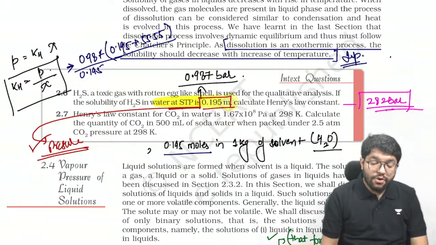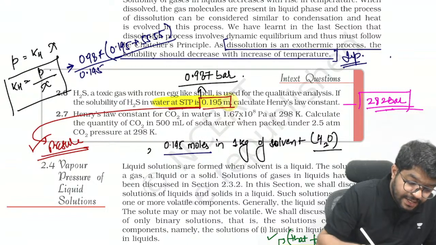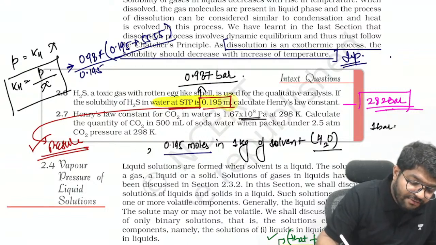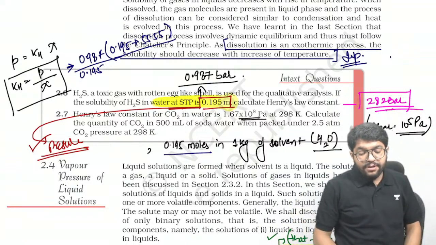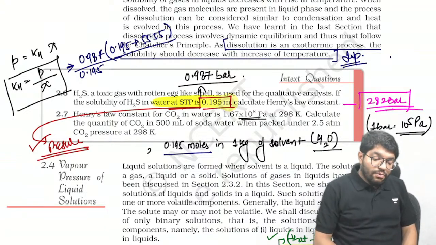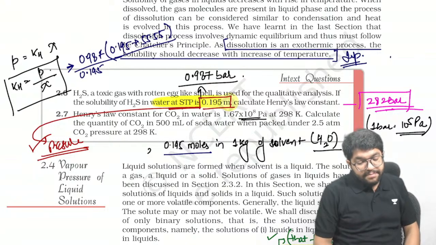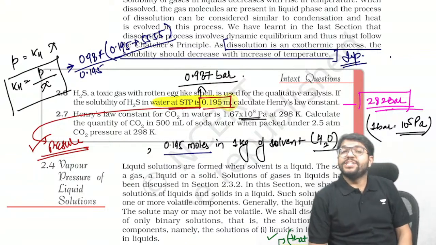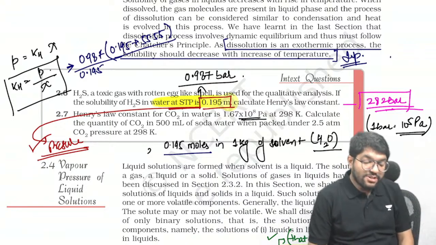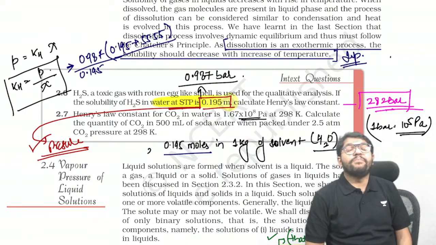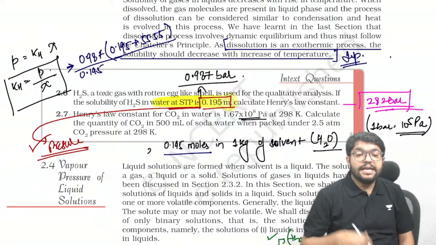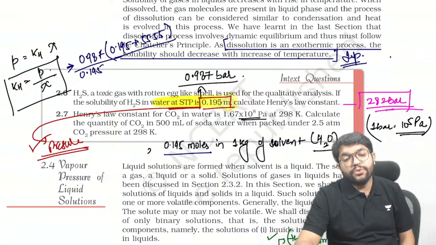Question number 7: Henry's law constant is given in terms of pascals. Remember, guys, 1 bar is 10 to the power 5 pascals, so we might have to use this conversion in the question. Calculate the quantity of CO2 in 500 ml of soda water when packed under 2.5 atm carbon dioxide pressure. Pressure is given, KH, Henry's law constant, is given. Now it's a question of mole fraction. Very easy, but very important also.